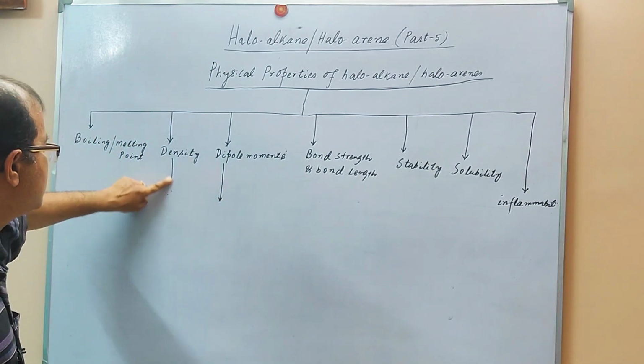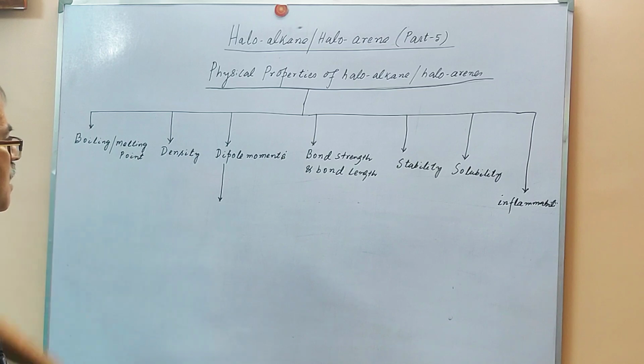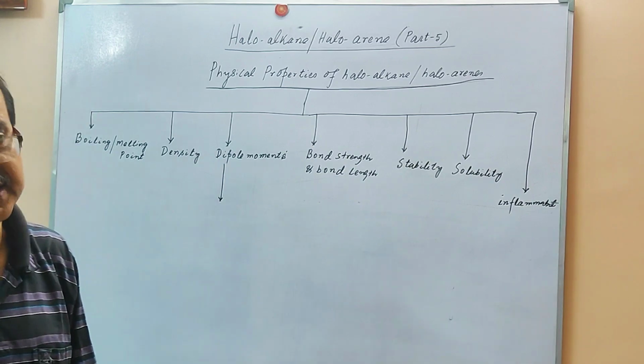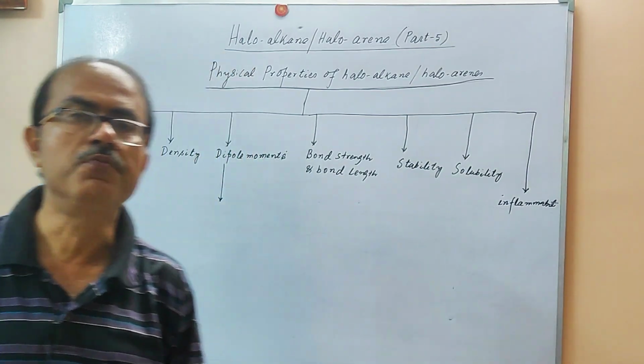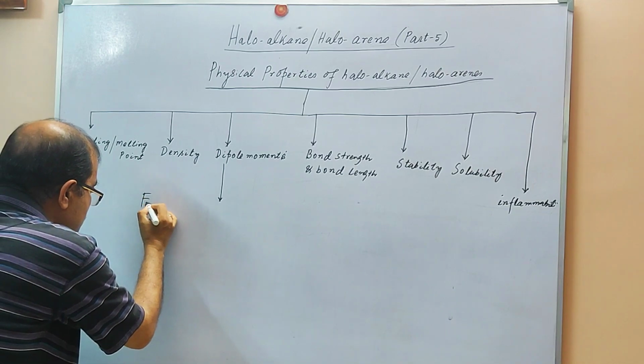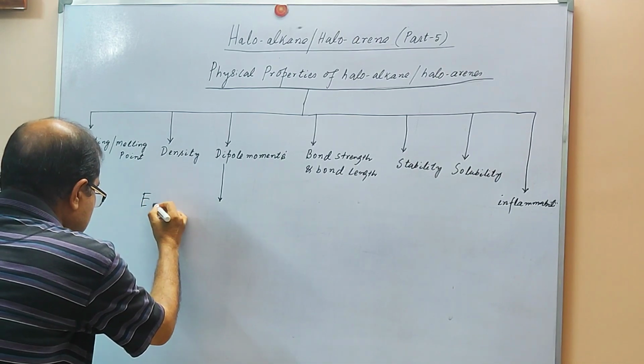Next, we are going to discuss the dipole moments. How is the dipole moment going to be impacted? It is basically the electronegativity of the halogen that is going to impact it. So you can write this: electronegativity.